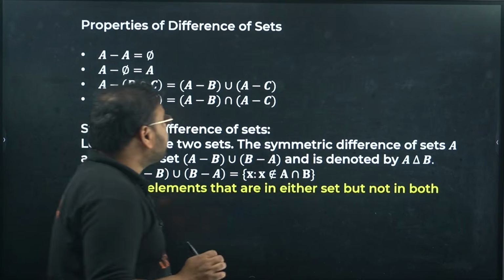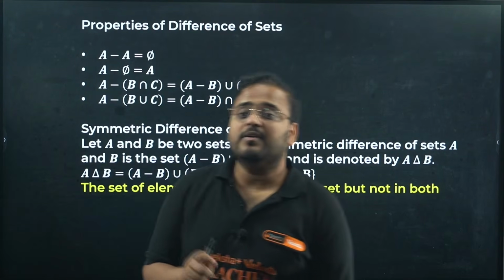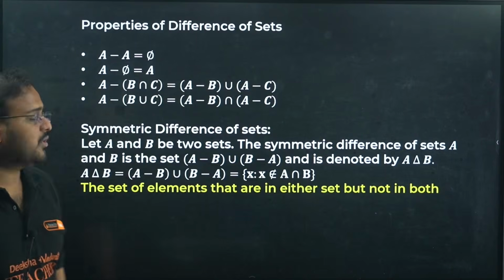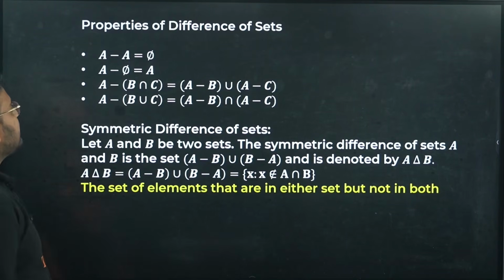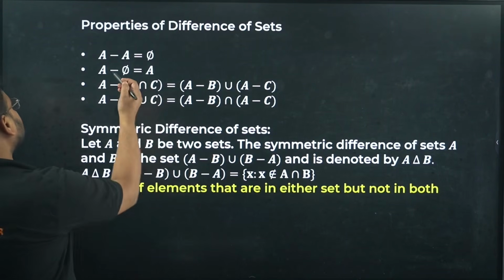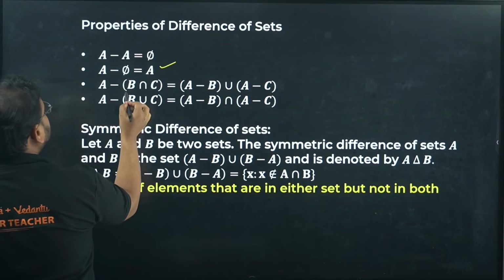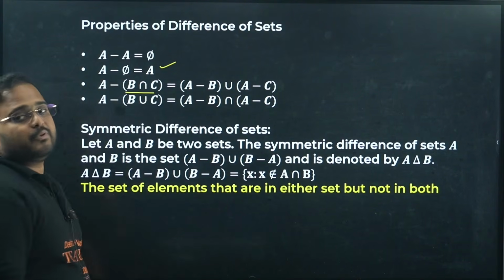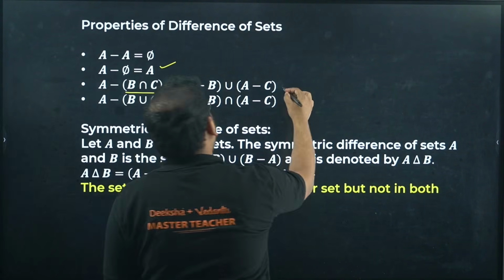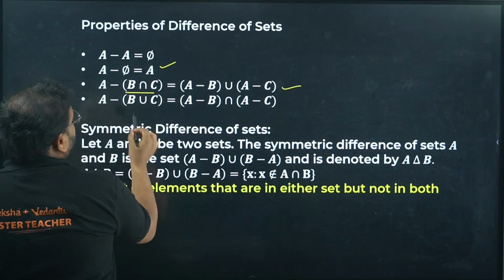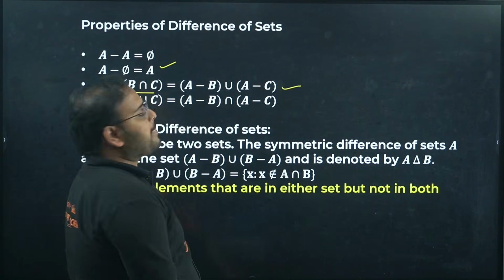Properties of difference of sets. Have a look. A minus A is equal to the null set. A minus null set is the set itself. A minus (B intersection C) is (A minus B) union (A minus C), and A minus (B union C) is given by (A minus B) intersection (A minus C).